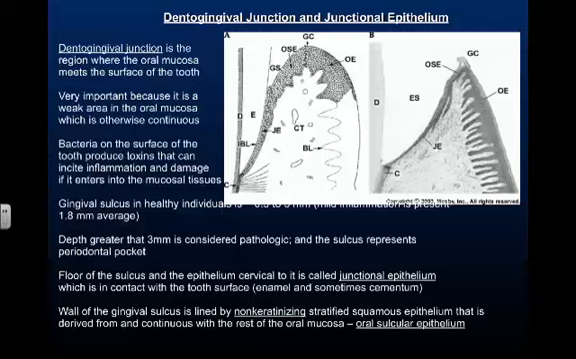Now, the dentogingival junction and junctional epithelium. The dentogingival junction is where the oral mucosa meets the tooth. It's important because, remember I said everything is continuous, so in the area of the junctional epithelium, this is the place where you're prone to infection. It is the weak link really in the oral cavity.